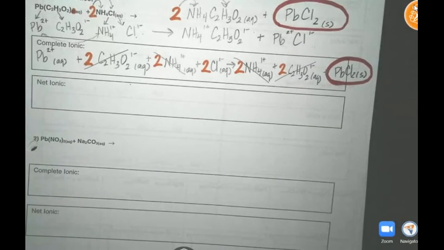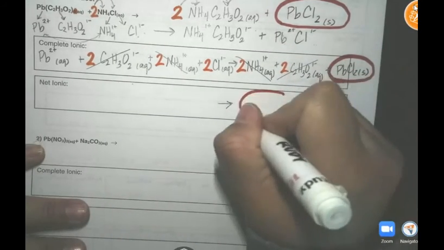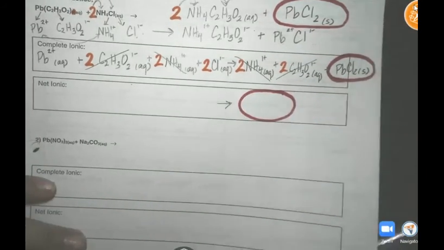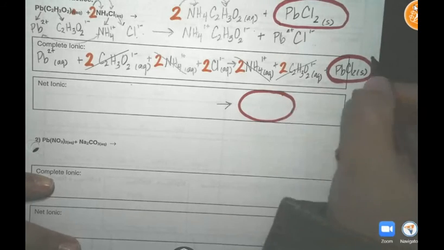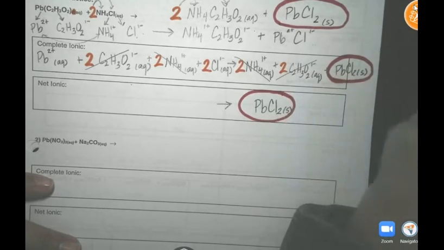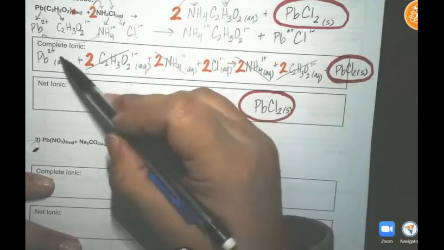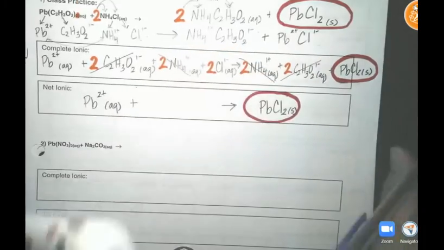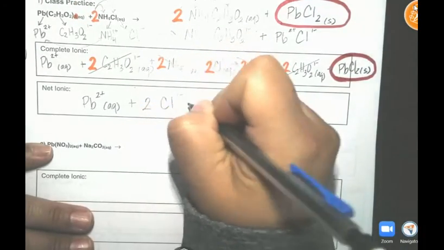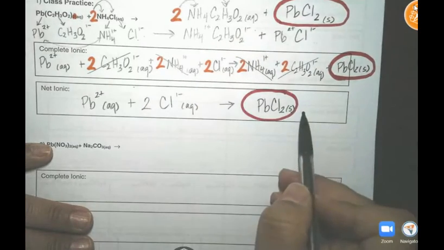So now I'm left with my ions that make up my solid. So remember, the ones that cross out, those are my spectator ions. They don't participate in the making of the liquid water or the solid precipitate. So here I have PbCl2, solid. And then what makes up this solid would be the Pb 2 plus aqueous. Remember, we want to put the positive ion first, and then 2 Cl 1 minus aqueous. And this should balance too, right?